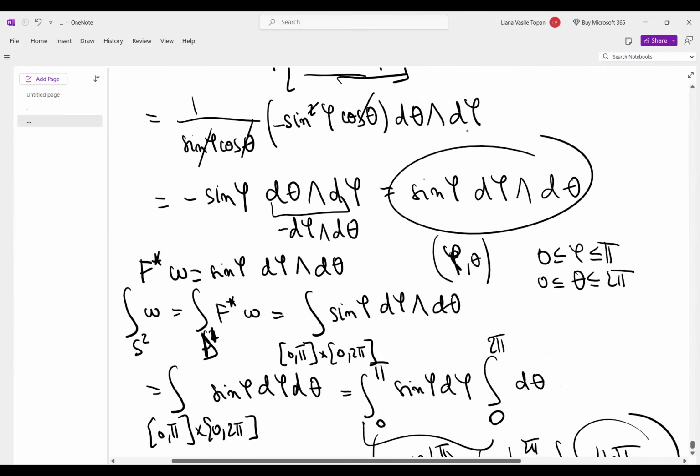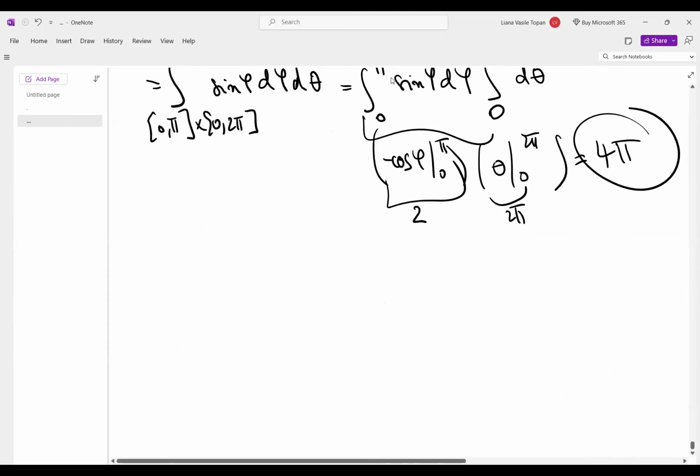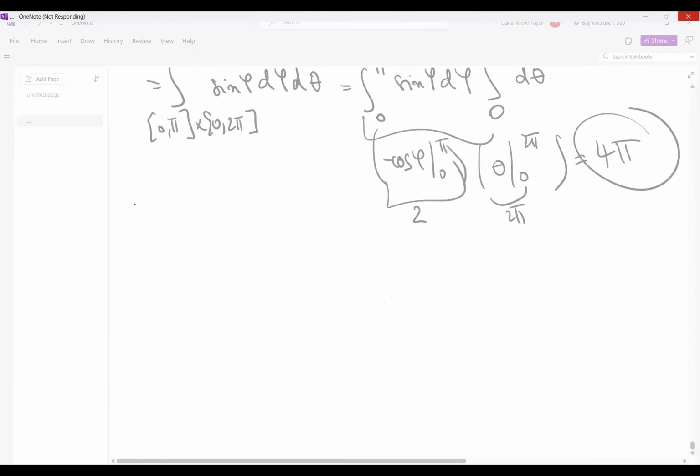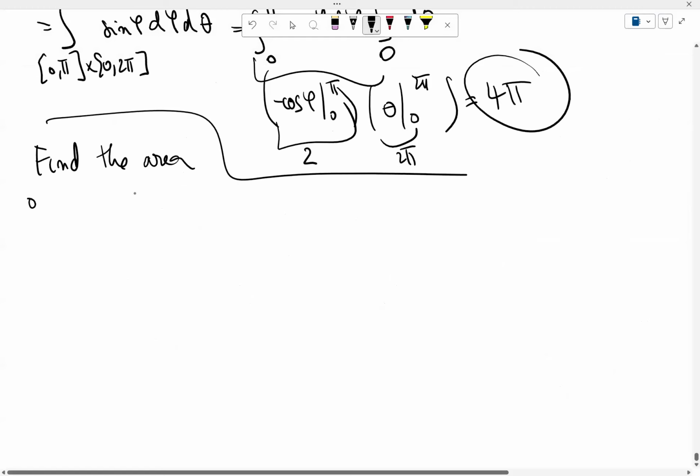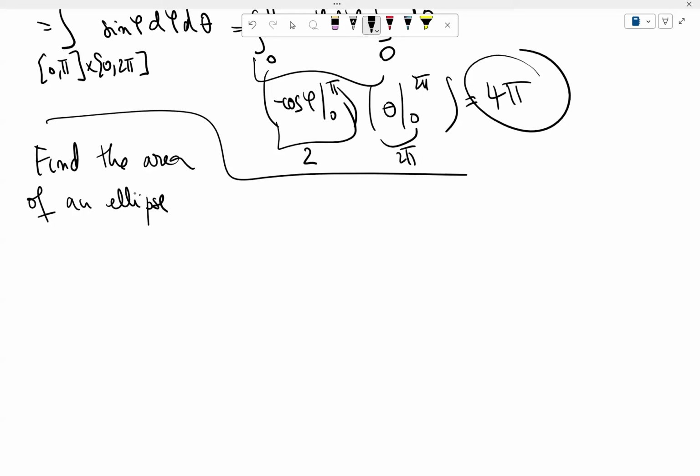Okay, now there is time to take one more example here. I'm going to calculate the area of an ellipse. So find the area of an ellipse with equation x squared over a squared plus y squared over b squared equals 1.